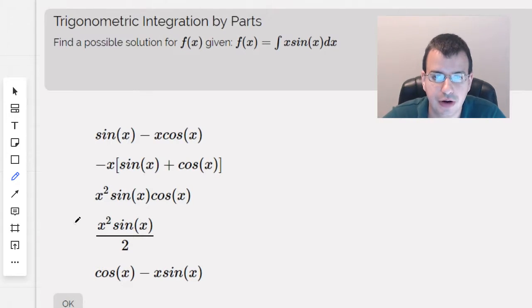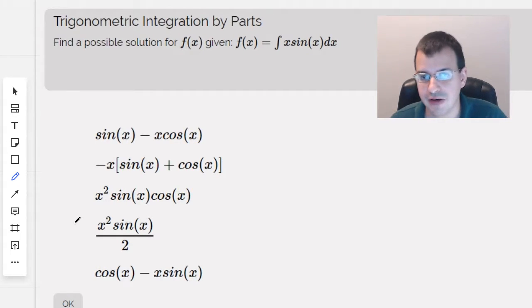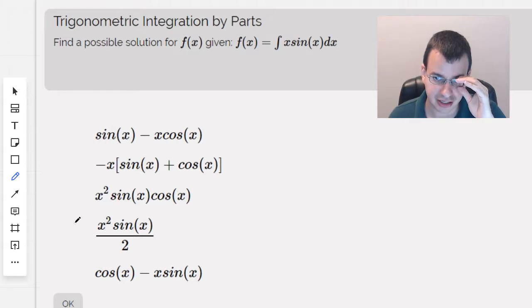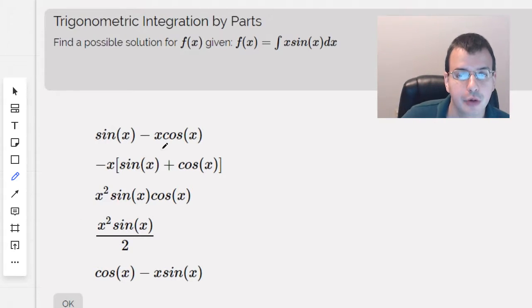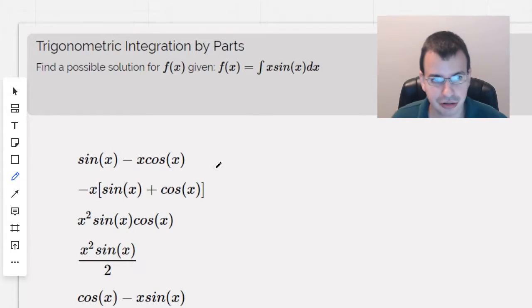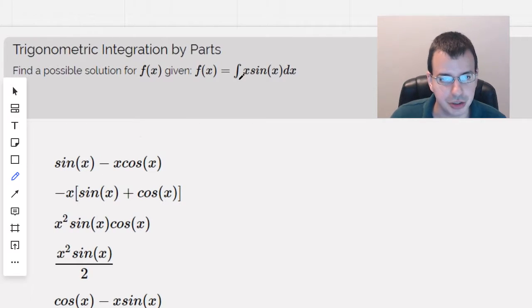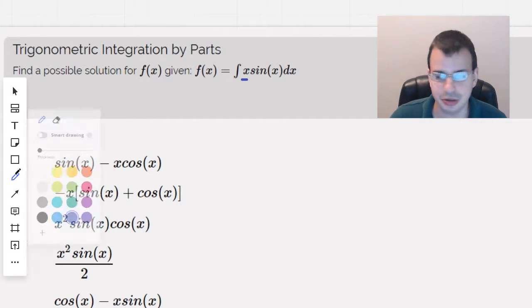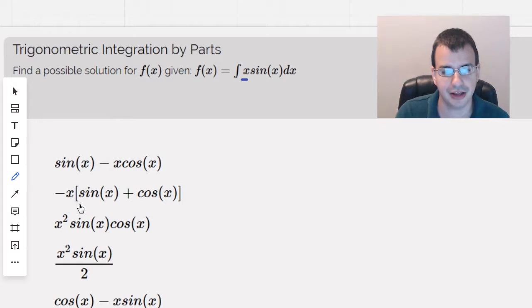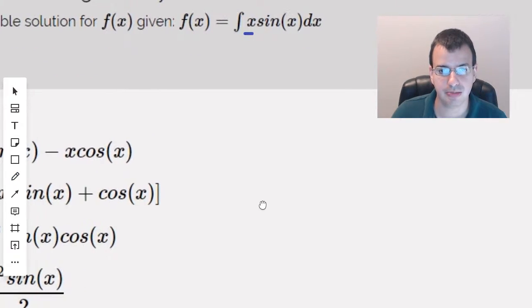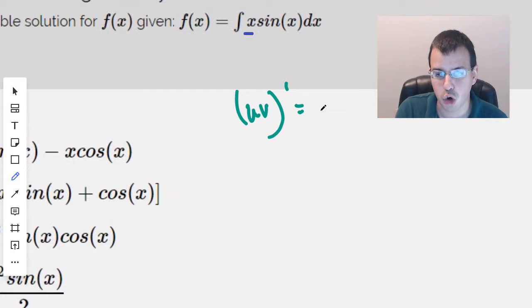Find a possible solution for f of x given that f of x equals the integral of x sine of x dx. Okay, so this will be an integration by parts problem, because we can tell one of them will go away and substitution just isn't going to work. So I'll start by writing out the formula for integration by parts, which is the inverse of the product rule.